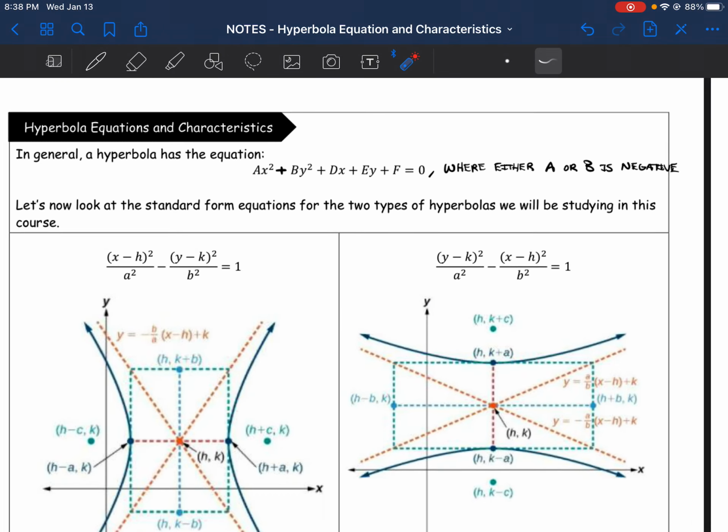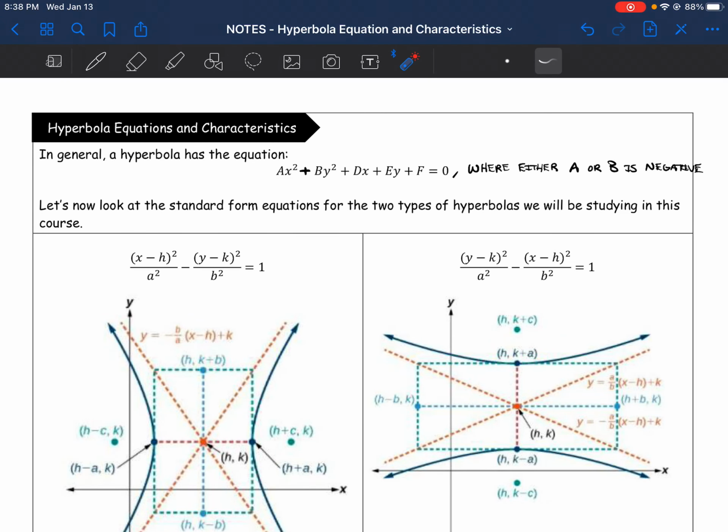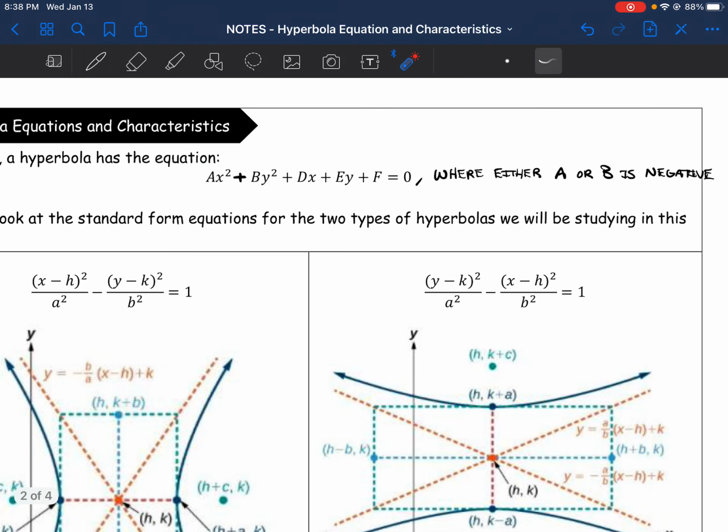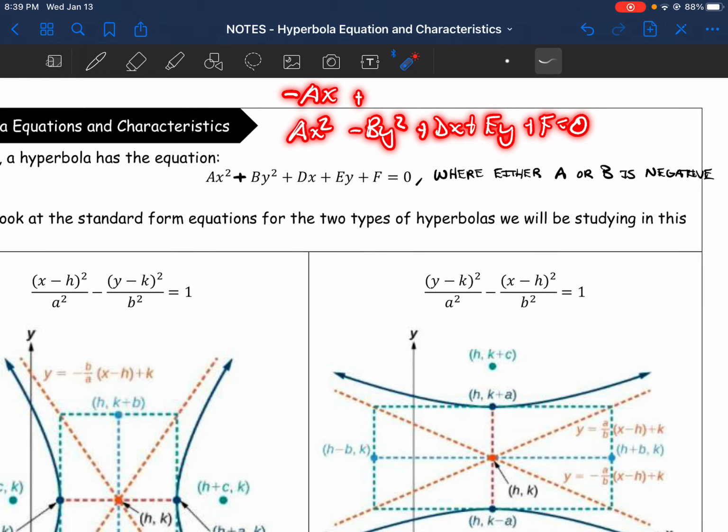But let's jump into the equation. So in general, a hyperbola has the equation ax squared plus by squared plus dx plus ey plus f equals 0. The thing is, though, for a hyperbola, either a or b is going to be negative. So you might see it written sometimes as ax squared minus by squared plus dx plus ey plus f equals 0. Then another version could be negative ax squared plus by squared plus dx plus ey plus f equals 0.